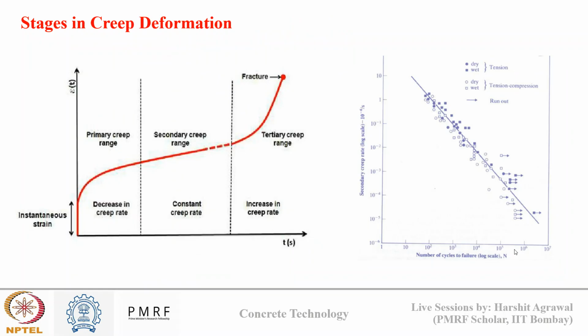At last, in creep, we talked about once concrete is under creep deformation, what are the different stages of creep deformation. Like there is a primary stage, secondary stage, tertiary stage, and finally there is fracture. And we saw how, when concrete is under multiple loading conditions, failure can be determined using Miner's rule.